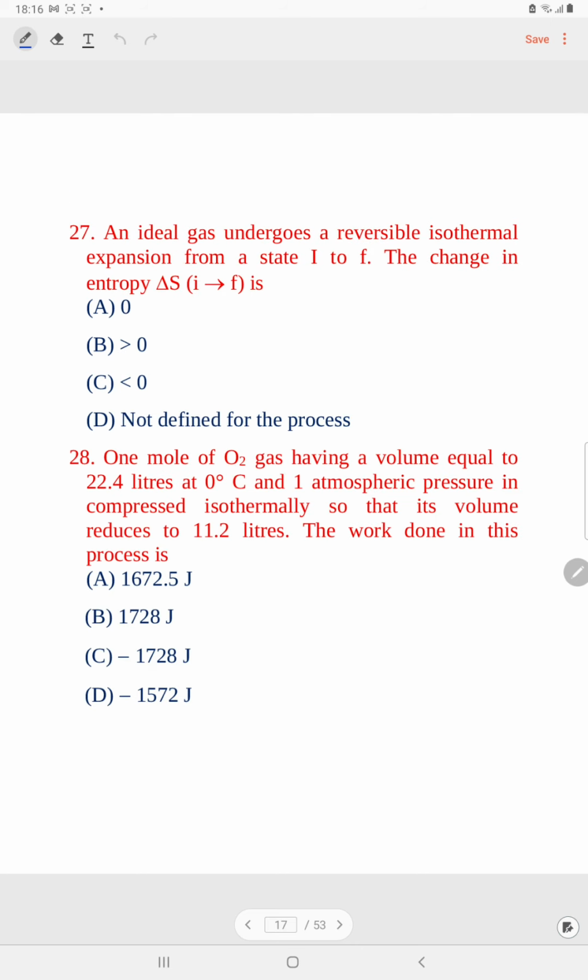An ideal gas undergoes a reversible isothermal expansion from a state I to F. I is initial, F is final. The change in entropy will definitely be greater than 0.